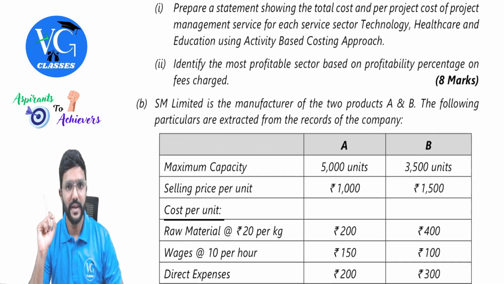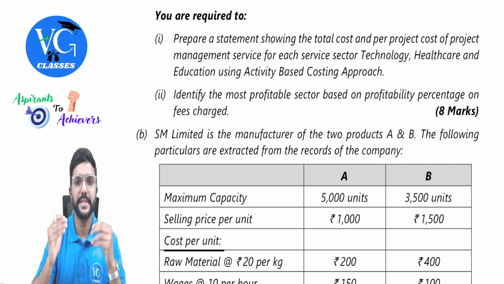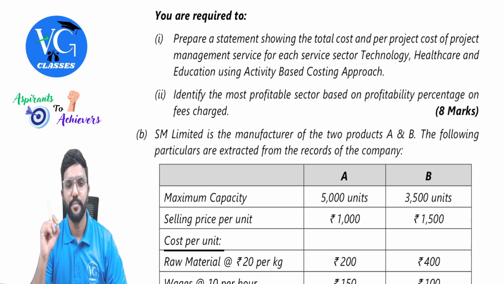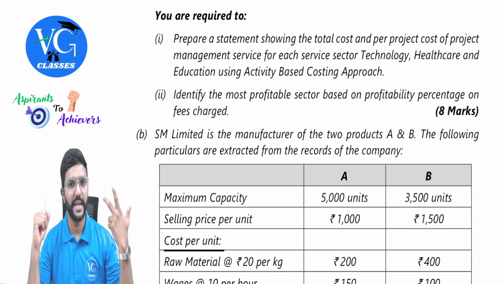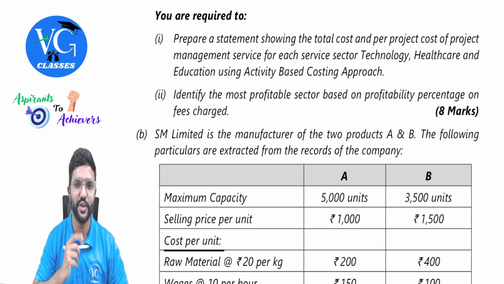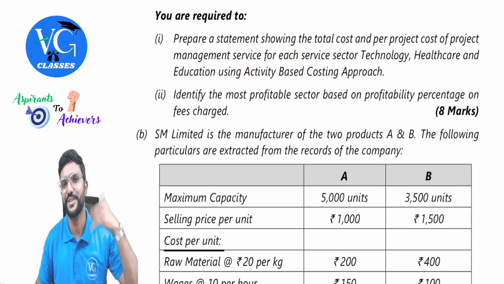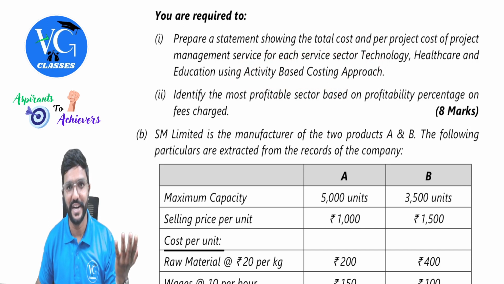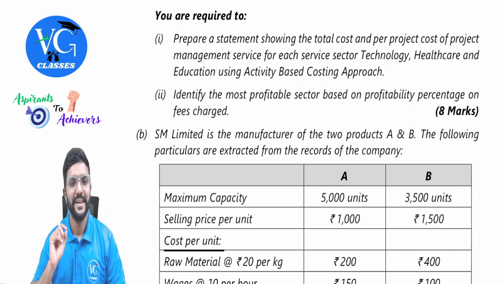Okay, one second. We'll read the requirement, then we'll go and read the data. Prepare a statement showing the total cost and per project cost of project management service for each service sector, that is technology, healthcare and education, using activity based costing approach. So the question is on the activity based costing approach. The previous question was on overheads, that is the traditional absorption costing method, whereas this is a modern technique.